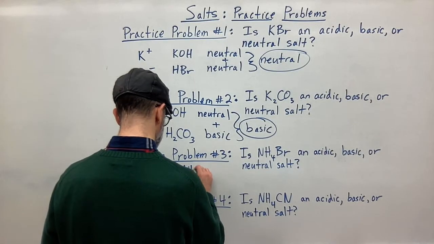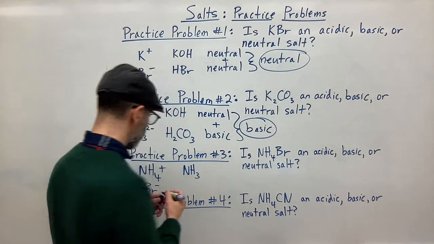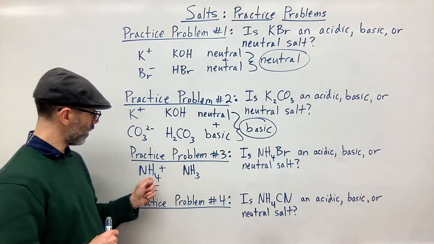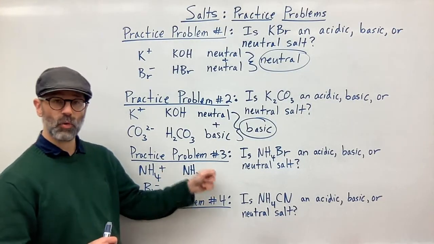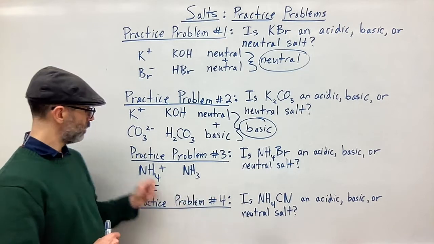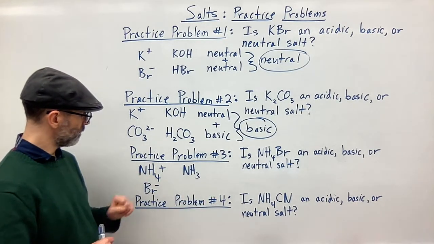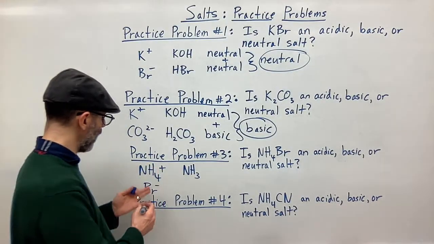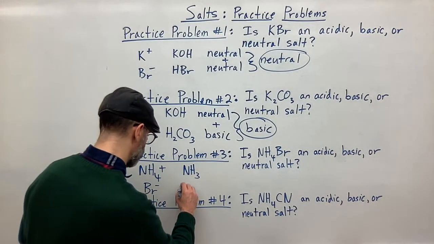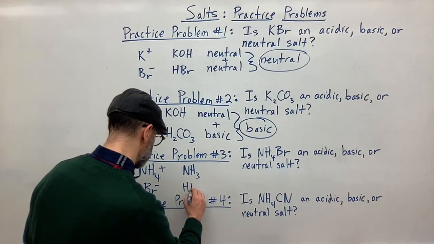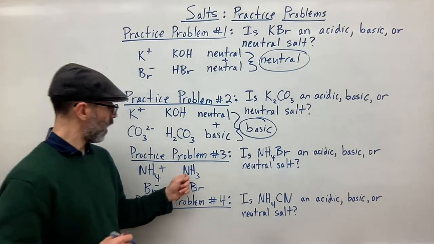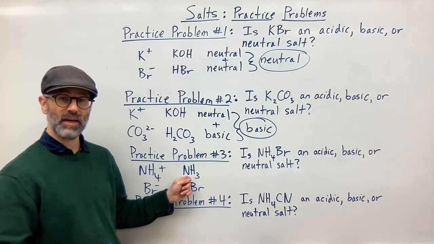It came from ammonia, right? So here, this came from ammonia. Ammonia reacted with water to give you NH4 plus, right? And so Br minus, again, we could add H plus to that, and we would get HBr.